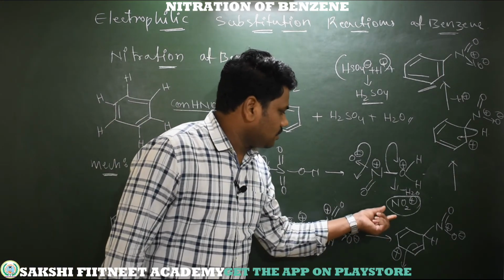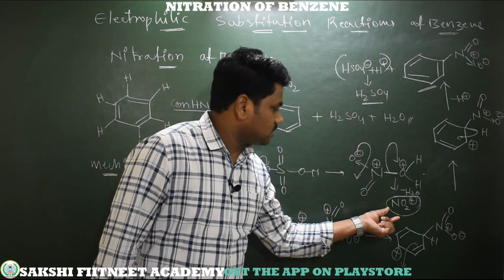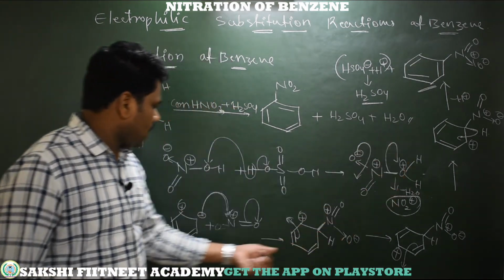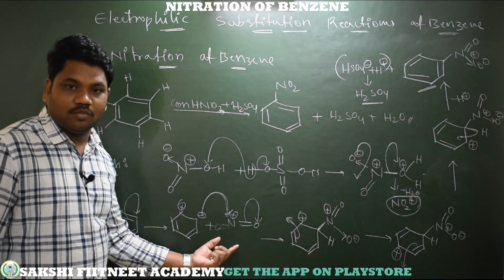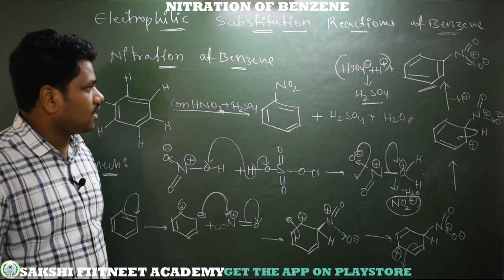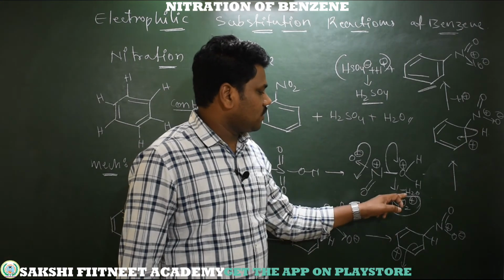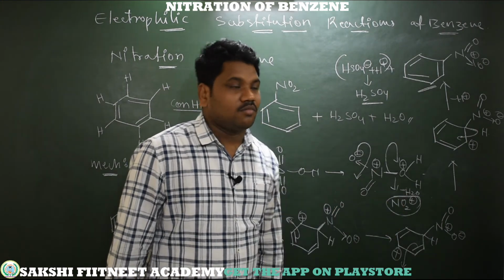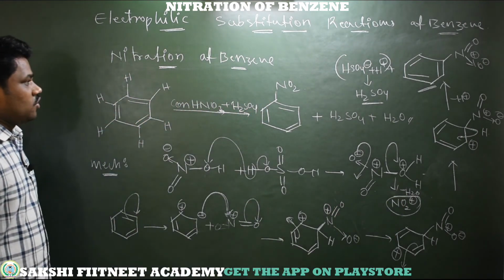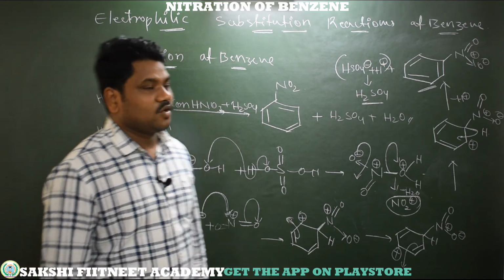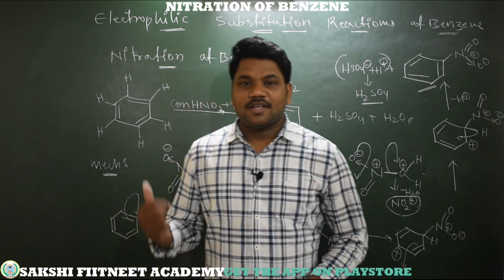minus. So in the next step we are taking this nitro group, that is the electrophile, and we are substituting in this way. So this is the mechanism to substitute the NO2 group. So finally we got nitrobenzene and H2SO4. Along with that we got a water molecule. So this is the nitration of benzene reaction with mechanism. So I hope you understand well the nitration of benzene.